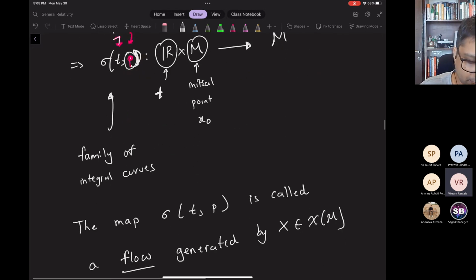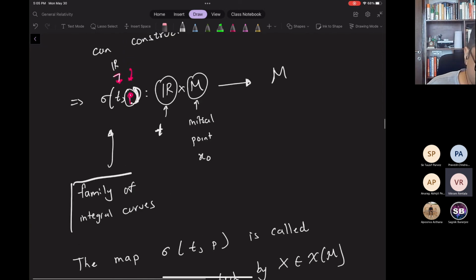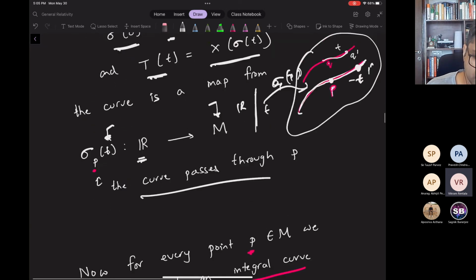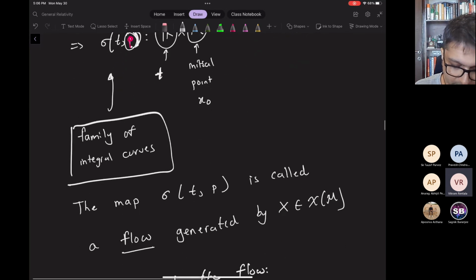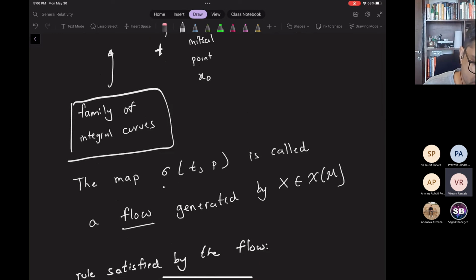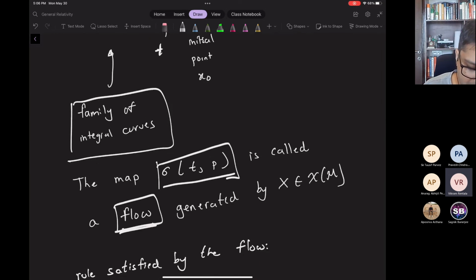So this I can now think of as a family of integral curves instead of just one curve, which passes through one specific point P. It's a family of curves where I can choose which point to pass through, whether it's P or Q or something else. So this map sigma TP is now called a flow. This is the definition of what we call a flow. It's a flow generated by a vector field.